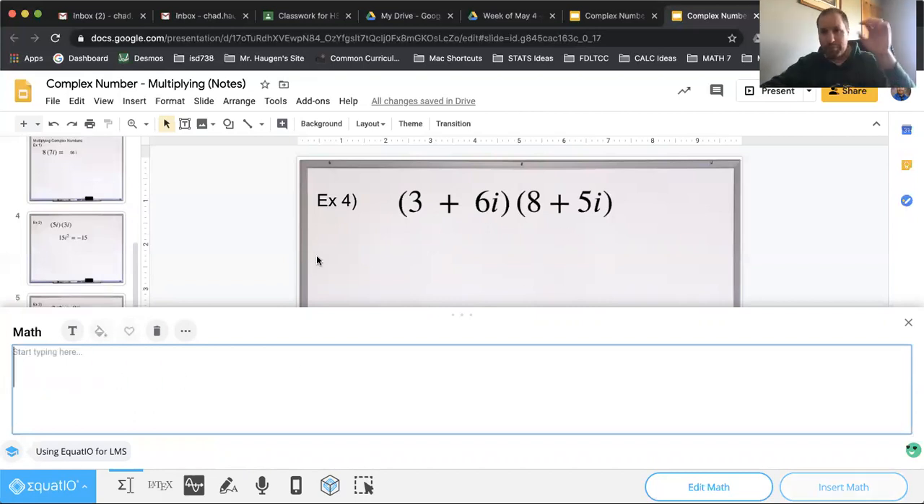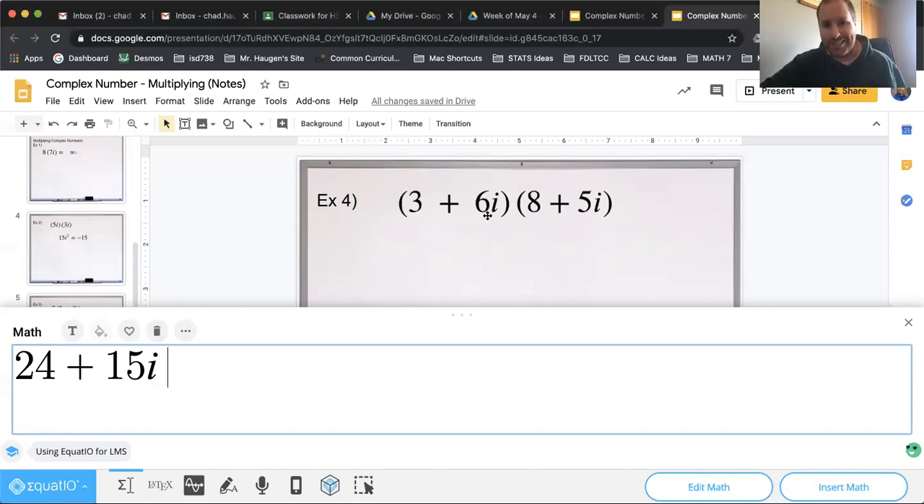We want to distribute these things throughout. So here we would want to multiply each piece through, kind of like your FOIL method, or I call it Ninja Nation distributing, whatever you want to call that. That's what we're going to be doing here. So here we should do 3 times 8, which is 24. And then we do 3 times 5i. Well, that's 15i. That's multiplying through with the 3.